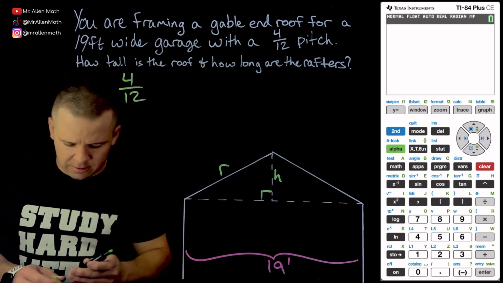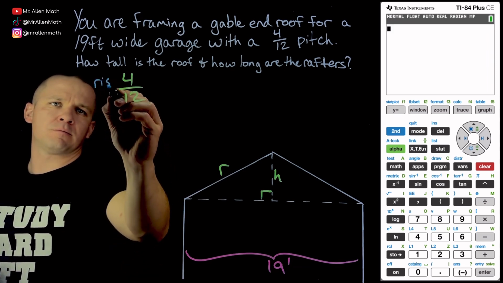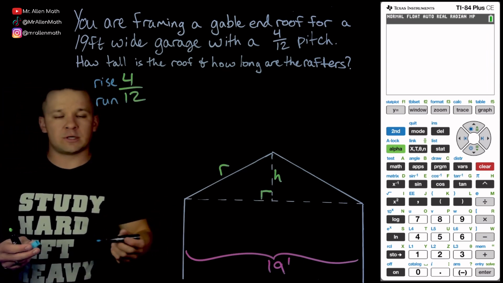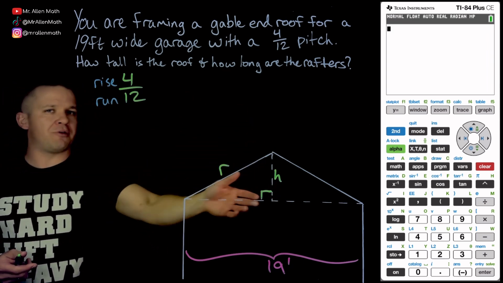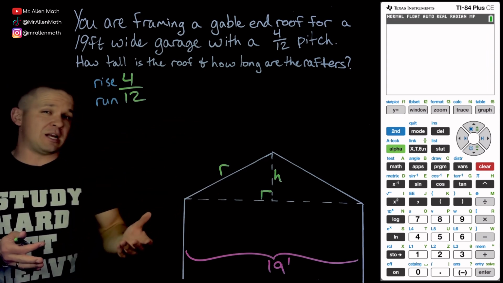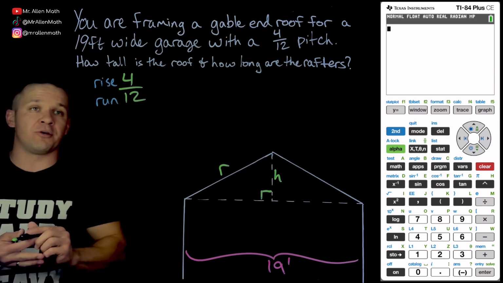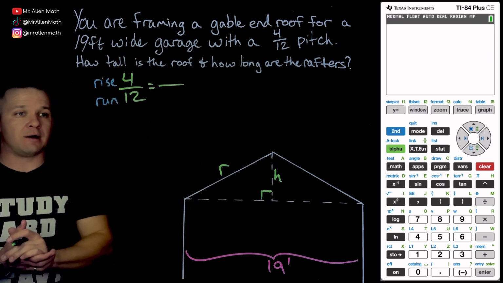And I'm going to write down rise right here and run right here. I like to associate words with slope, with pitch, things like that. Whenever I'm setting up a proportion, not just with slope, I like to associate words with things. That way when I set up my other fraction, I also have a rise and a run, okay?